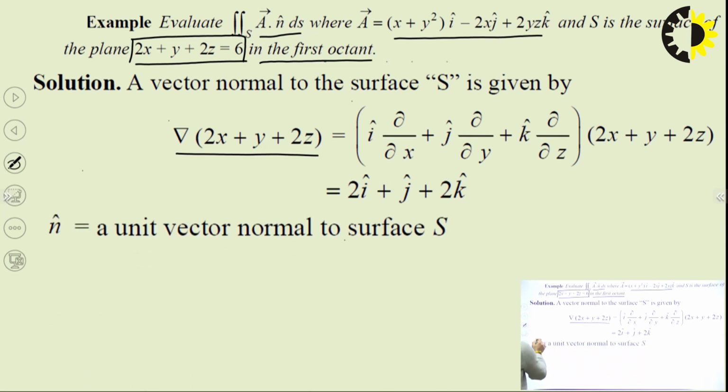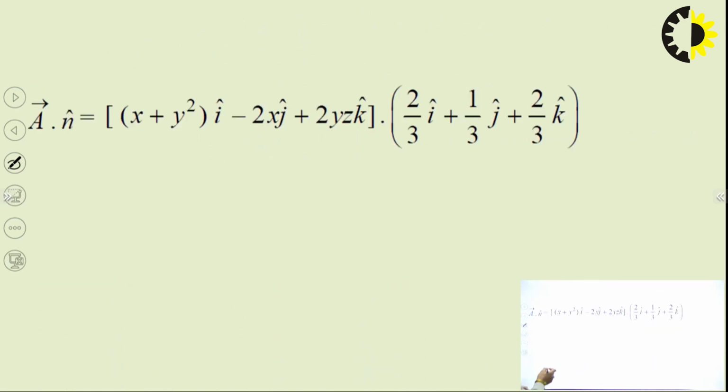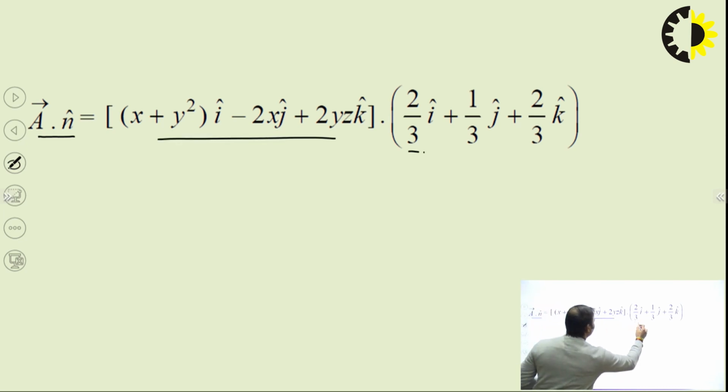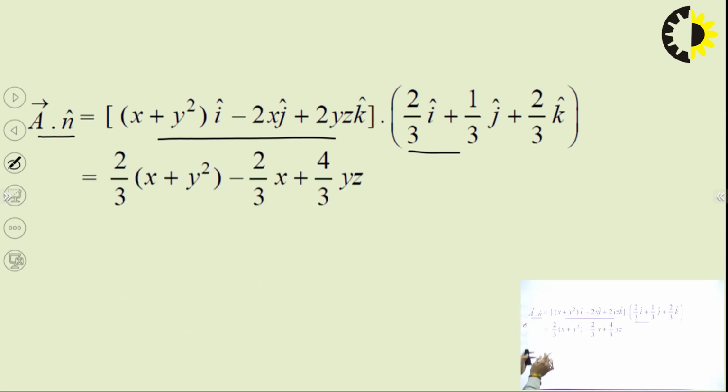Now we will find the outward unit normal vector on this surface. We can find the outward unit normal vector by dividing the gradient vector by its magnitude. This is 2/3 i, 1/3 j, and 2/3 k. Now we must calculate the value of the vector A dot n cap. So here is the vector A, and here is the value of n cap. You know, i dot i becomes 1, j dot j becomes 1, and k dot k also becomes 1.